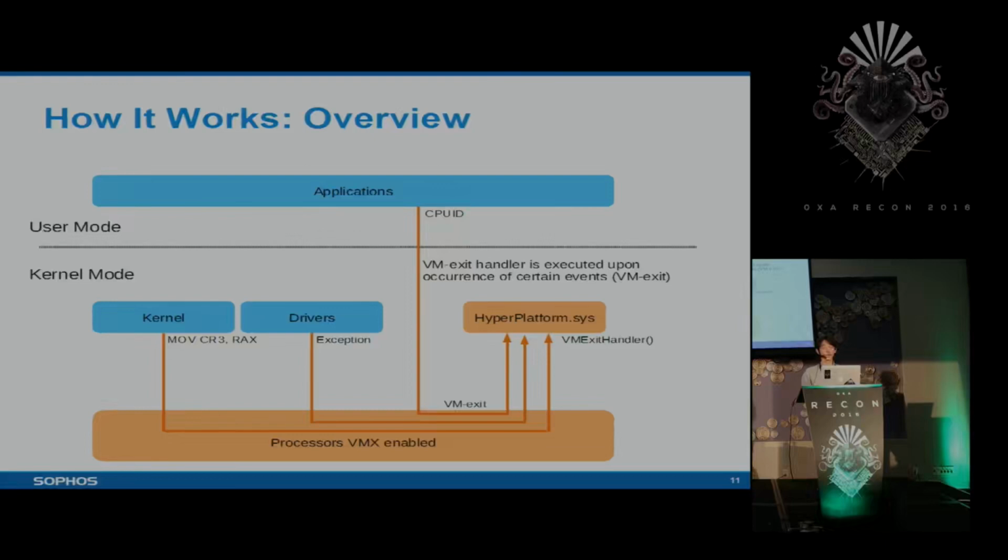invoke a registered handler routine upon occurrence of certain events, such as an exception, execution of certain types of instructions, or access to system registers like control register 3. Those events are called VM-exit, and HyperPlatform implements the handler. So, the VM-exit handler in this example.